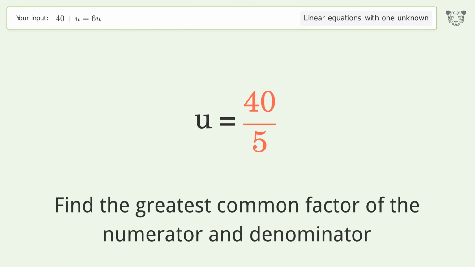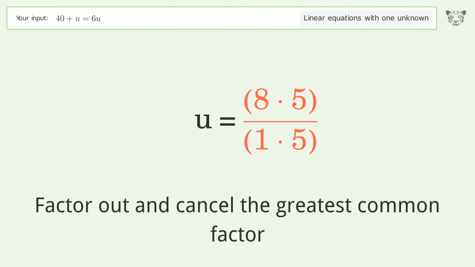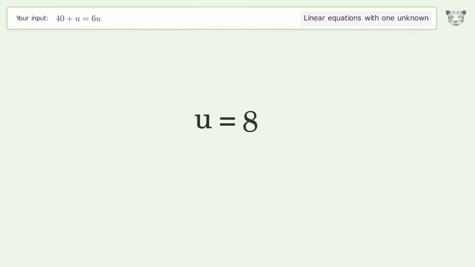Find the greatest common factor of the numerator and denominator. Factor out and cancel the greatest common factor. And so the final result is u equals 8.